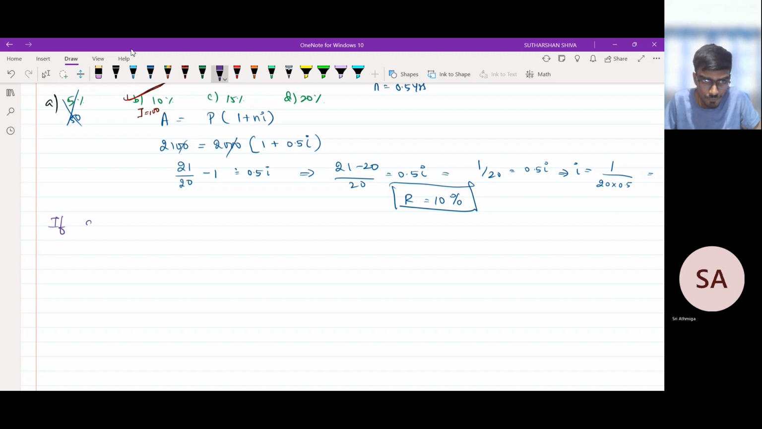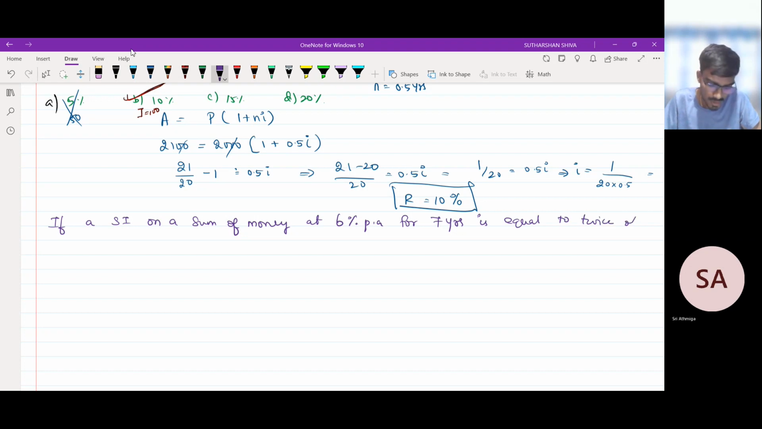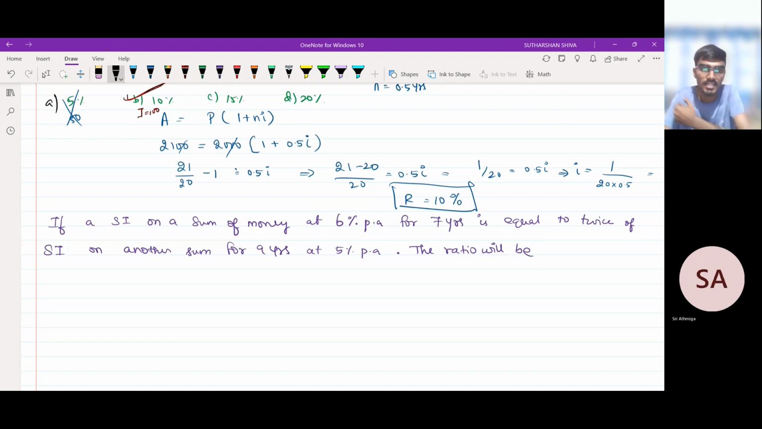Now, if simple interest on a sum of money at 6% for 7 years is equal to twice the simple interest on another sum for 9 years at 5% per annum, what will the ratio be? You are asking for the ratio, not any value. I will give you time to copy down in your notebook. Just listen to the classes; if you listen, 80% of the learning is over.